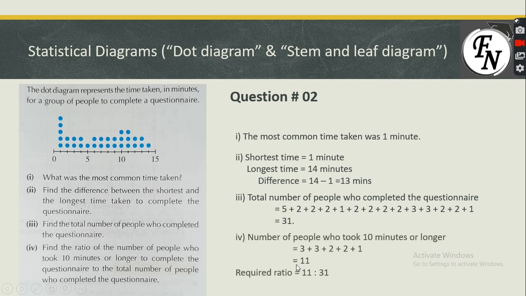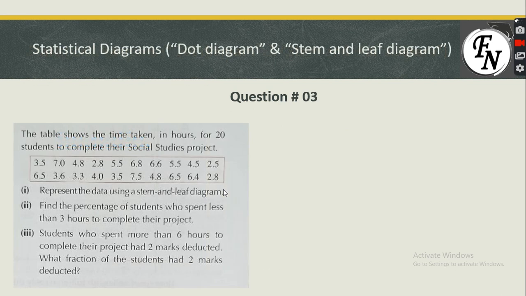So we can write it in ratio form, that is 11 to 31. This is the same step which I counted, and these are the same numbers. So this would be the ratio 11 to 31. So let's move to question number 3.